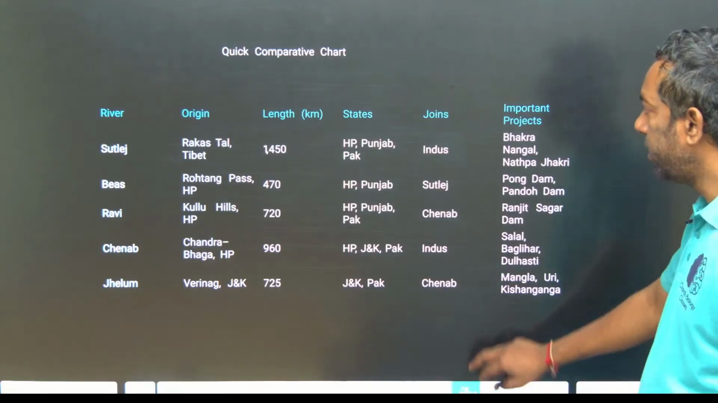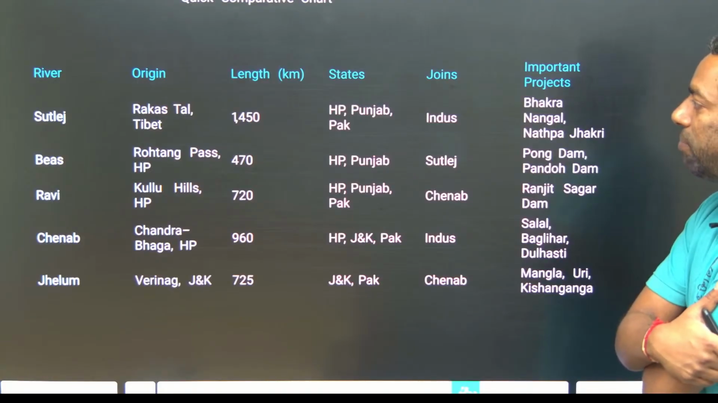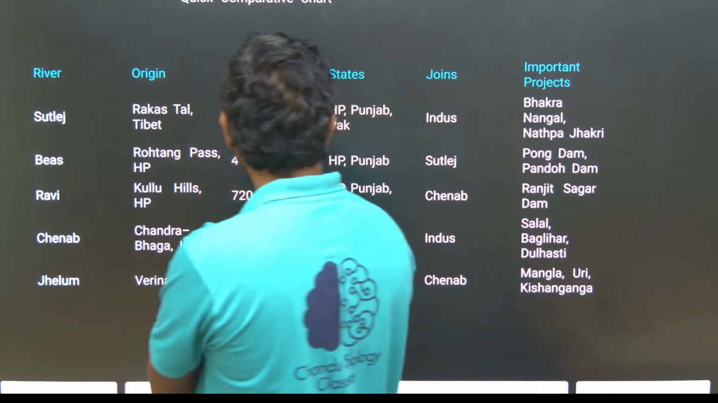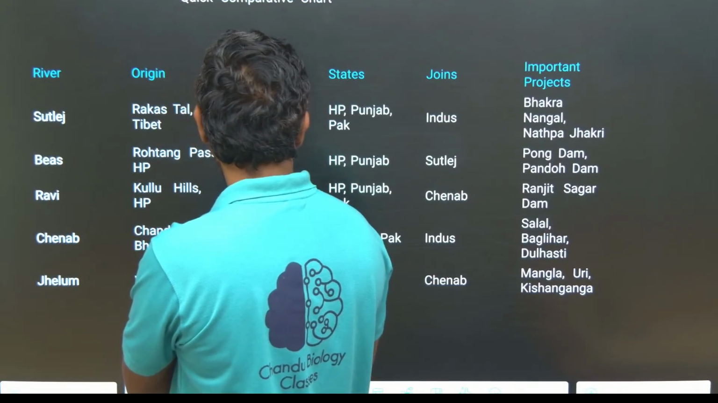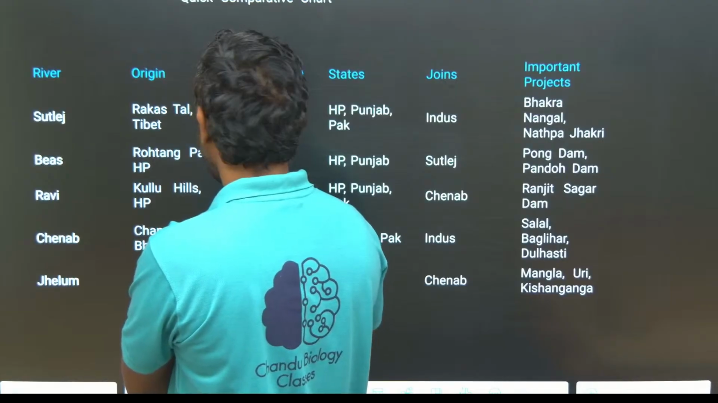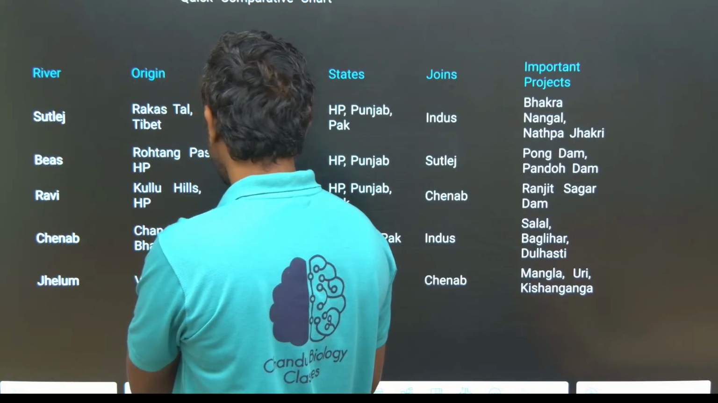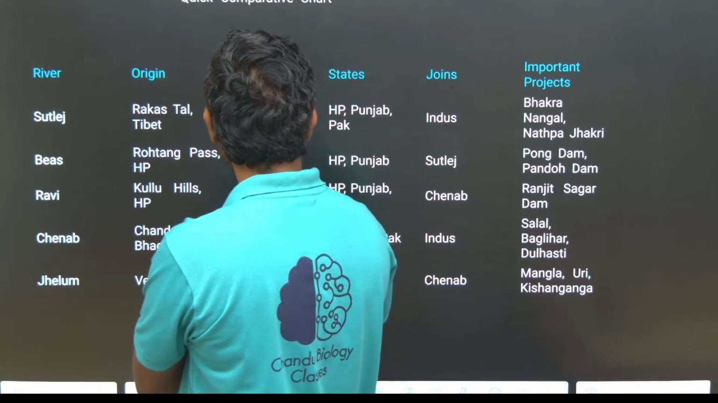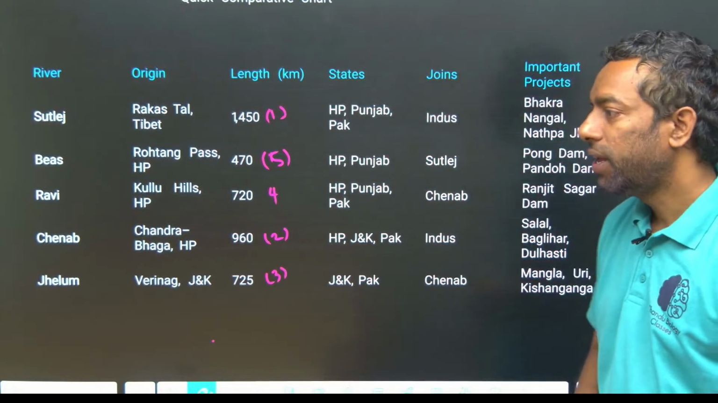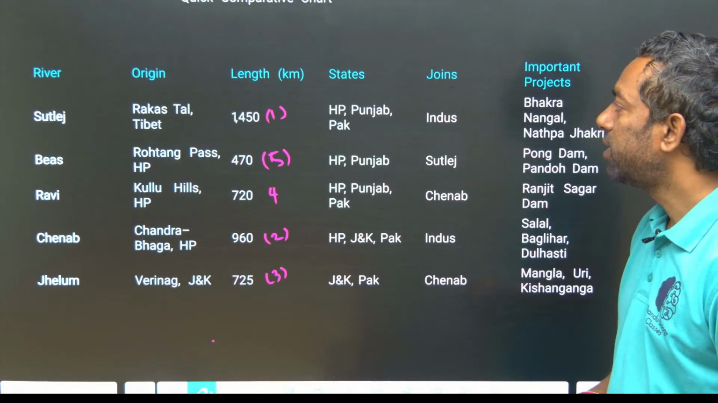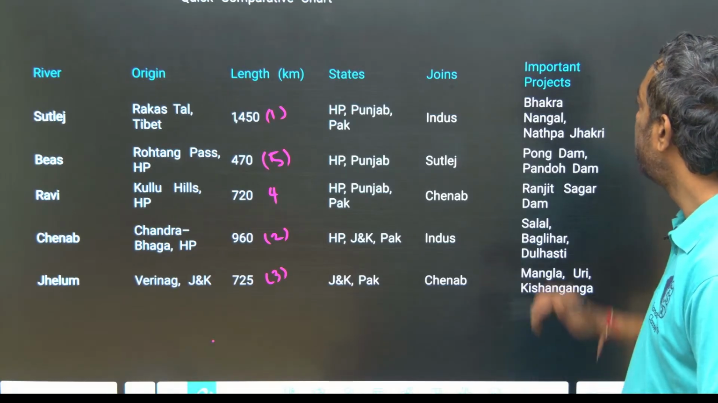This is the chart: Satluj, Beas, Ravi, Chenab. Just look here. Lengthwise, Satluj is first, Chenab second, Jhelum third, Ravi fourth, and Beas fifth. The chart shows origin place, length, states covered, where it joins Indus, and important projects.